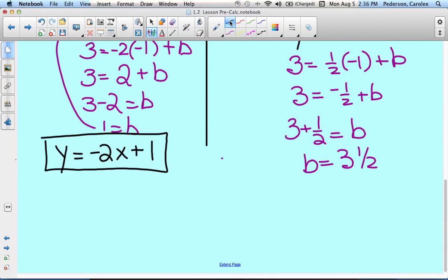Now just to rewrite the equation in slope-intercept form, where our slope was positive 1/2, x plus 3/2, which is our y-intercept.